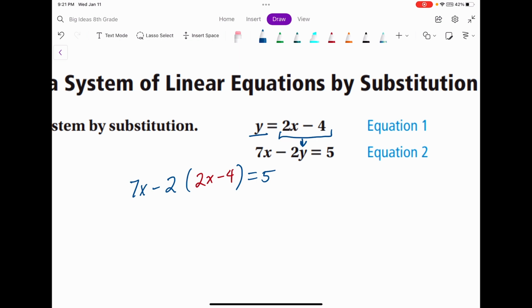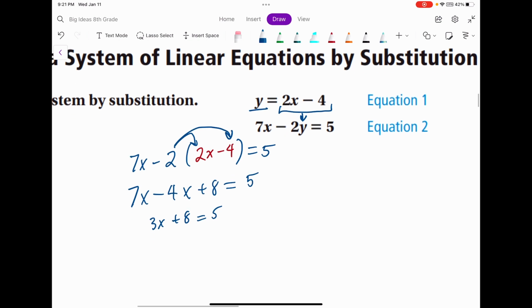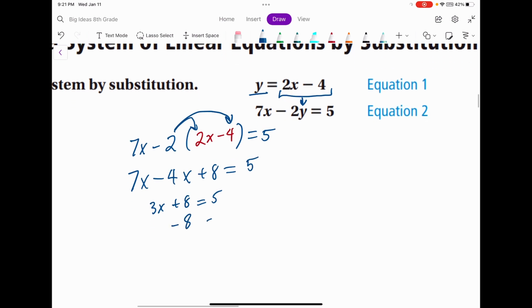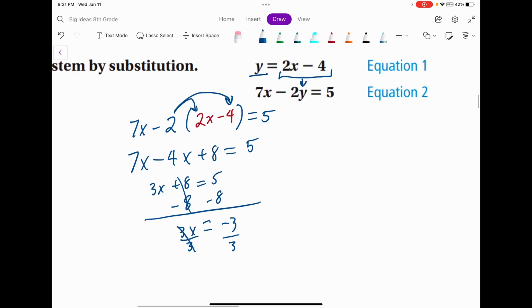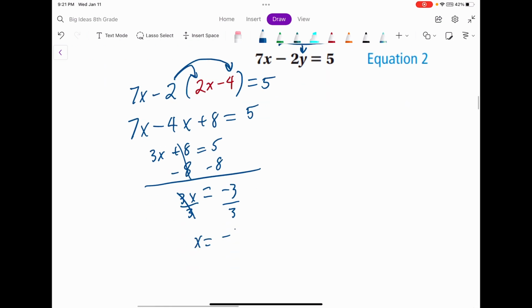Now, I used the red to indicate what was being substituted into that bottom equation. So now we have to use our distributive property and distribute that negative 2 through. So I'm going to get negative 4x plus 8 equals 5. So now I'm going to have 7x minus 4x. This just gives me 3x plus 8 equals 5. My next step will be to subtract 8 from both sides, and I get 3x equals negative 3. Final step would be to divide by 3 on both sides. I get x equals negative 1.